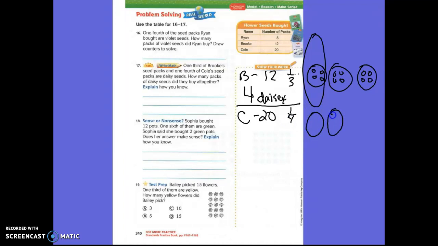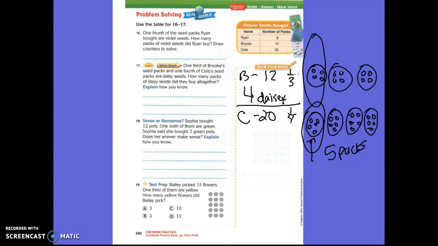No, draw 4 groups. Then what do I do? No, don't draw 20. Put 1 counter into each group until you get to 20. Okay, 1/4. So one of those groups out of the 4 groups is daisies. So how many packs were daisies out of Cole's? 5. 5 packs were daisies.